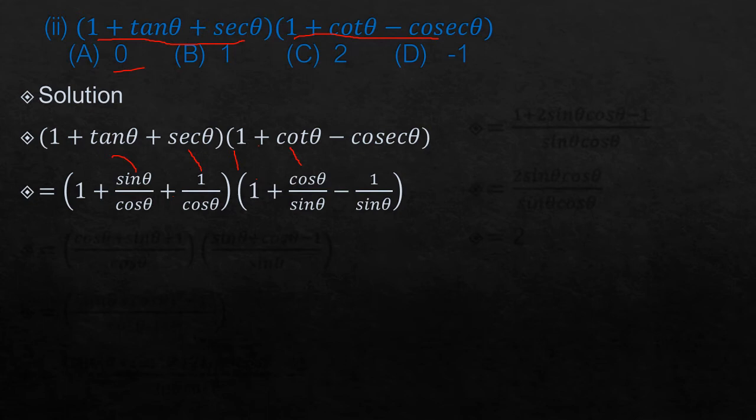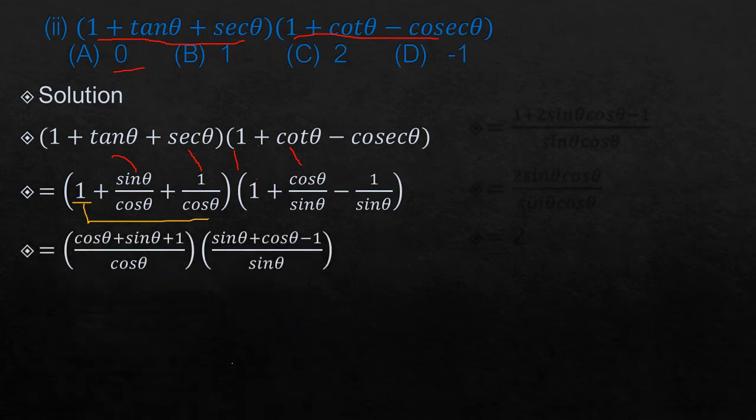Now what will you do? Now you will solve these brackets one by one. First this bracket, take LCM. Here the LCM is cos theta. So here you get cos theta plus sin theta plus 1. Similarly, in this bracket also the LCM is sin theta. Here from 1 into sin theta, sin theta. Here from here sin theta is there, so you get cos theta, and from here you get minus 1.